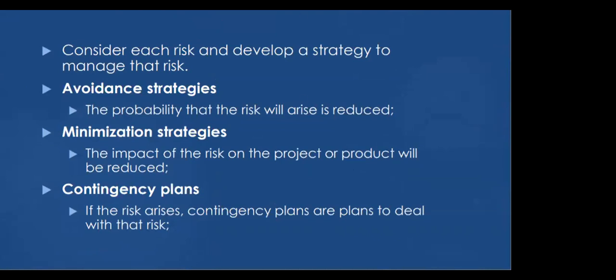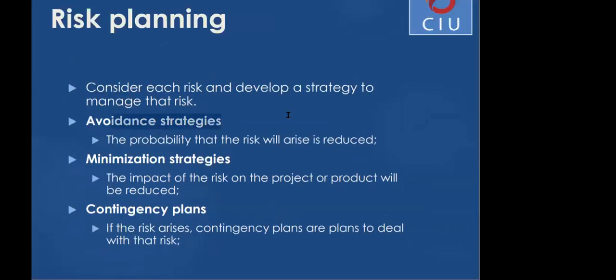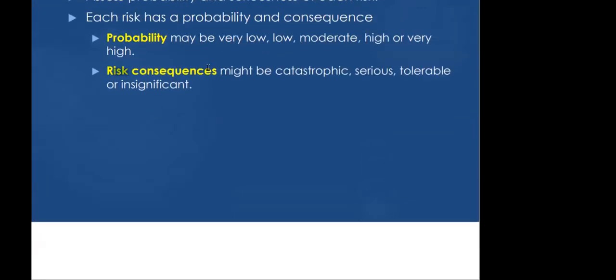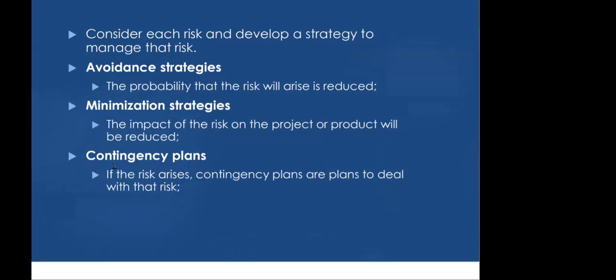There are three plans you can develop. An avoidance plan, so that you can reduce the probability. The minimization strategy, where the impact is reduced rather than the probability. You focus on the consequences of the risk, or a little bit of both. So if the risk arises, how do we deal with this?